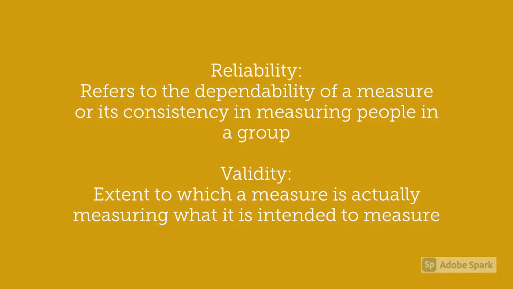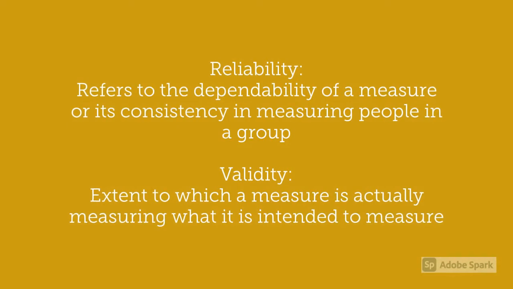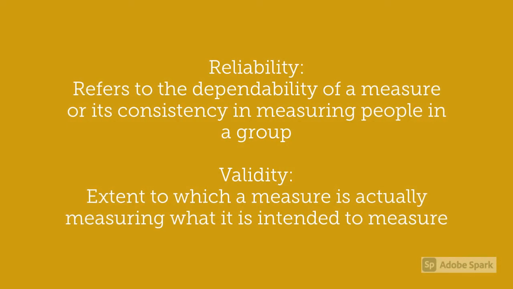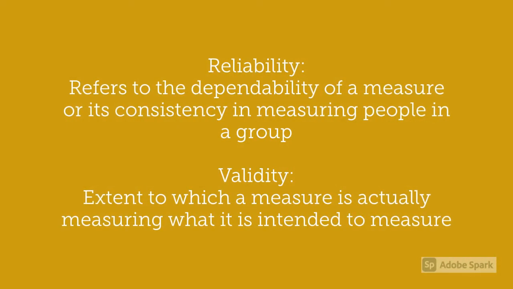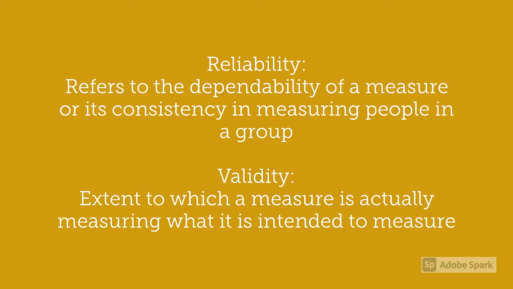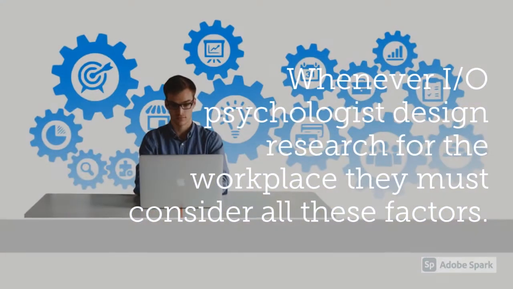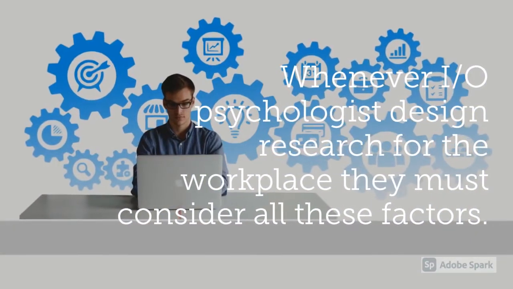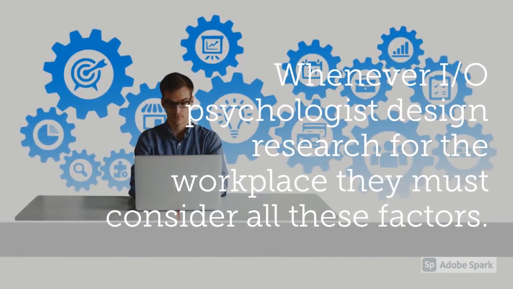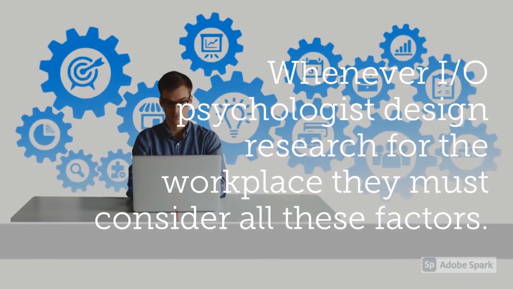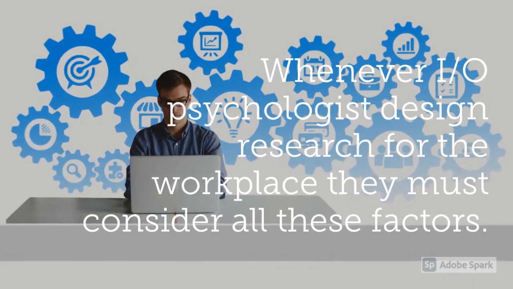Reliability measures the consistency in measuring people in a group, and validity is the extent to which a measure is actually measuring what it's intended to measure. Whenever IO psychologists design research for the workplace, they must consider all these factors.